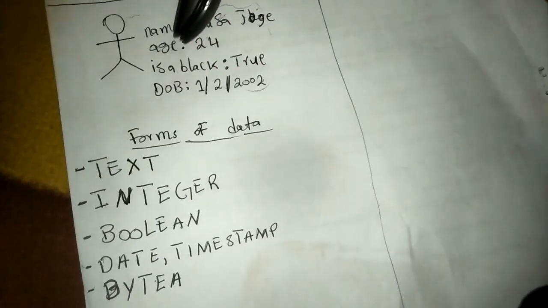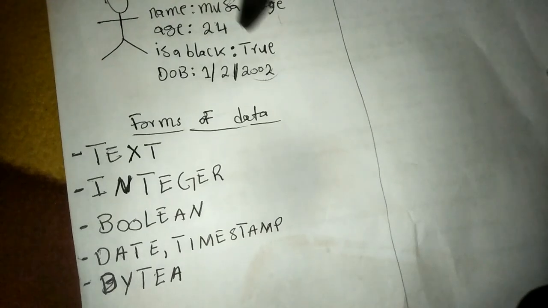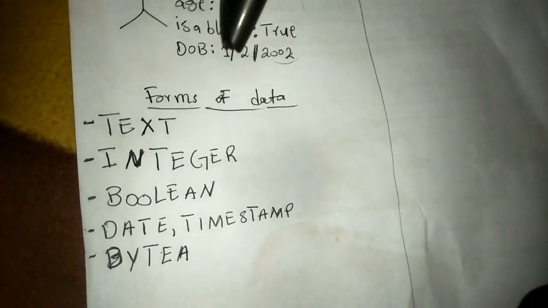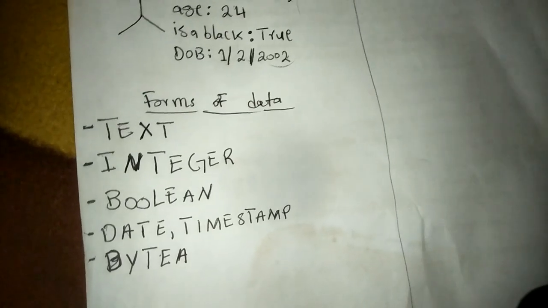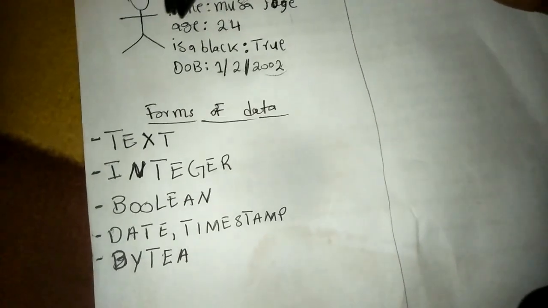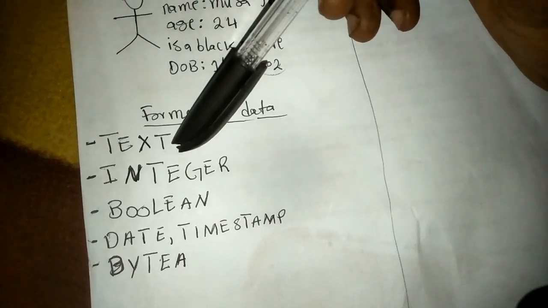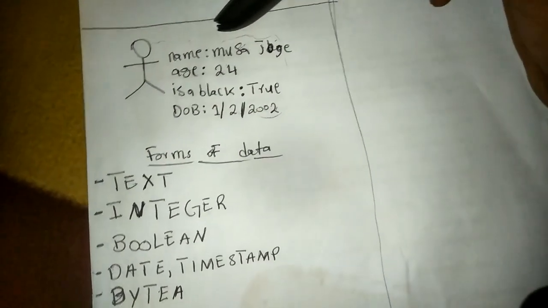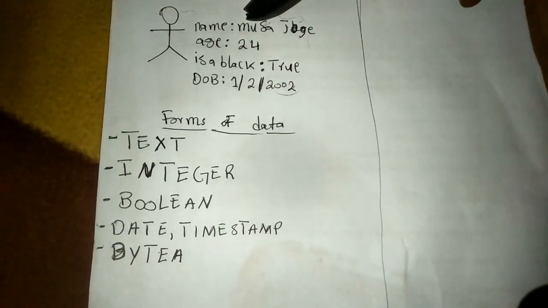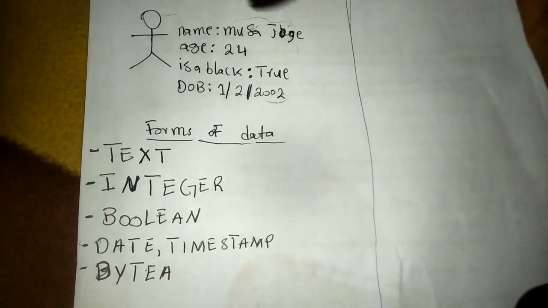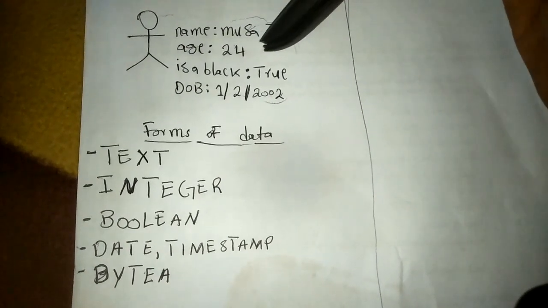We will see how we're going to store this data, how databases work to store this data, and also how we are retrieving the data. So we have different forms of data. We have text, for example, here the name is in form of text. Musa George is in form of text.